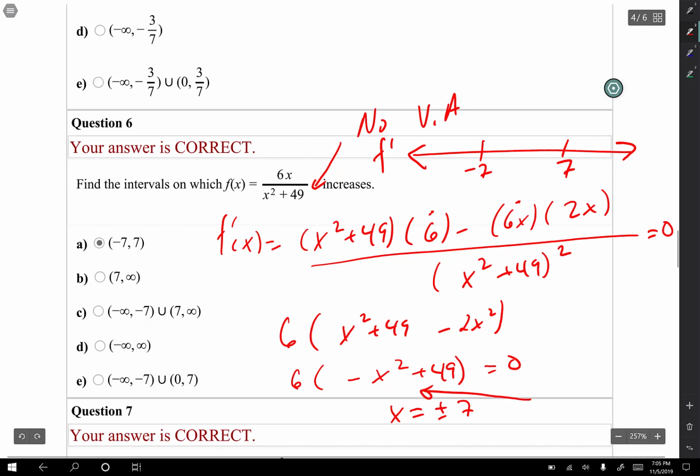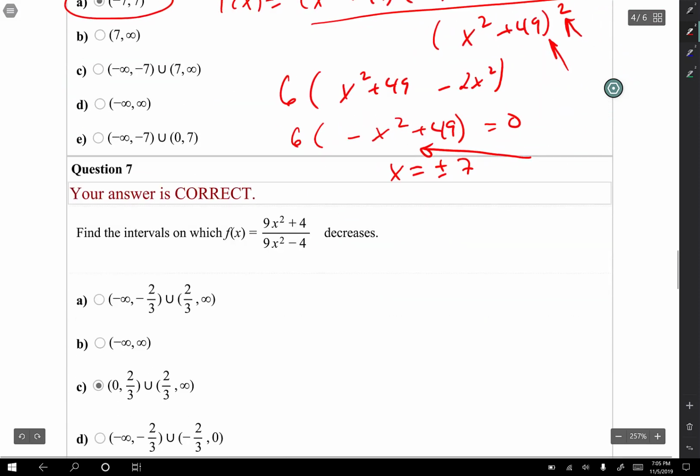If I choose 0, I get a positive. If I choose a number larger than negative 7, like negative 10, I get a negative. And if I put 10, I get a negative. So, by the way, why didn't I take the denominator into account? Because it's always being squared, so it's always going to be positive. So where am I increasing? Between negative 7 and 7.